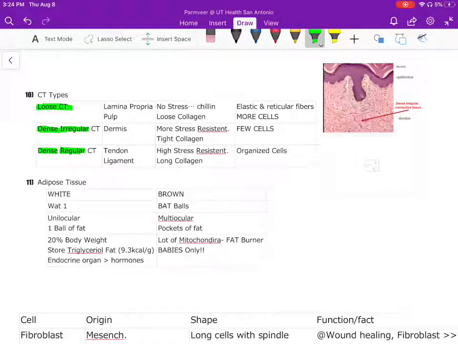So loose connective tissue usually you find is the lamina propria or the pulp. Loose meaning no stress, it's chilling, loose collagen, made up of elastic reticular fibers and a lot of cells. So they're loose. Dense irregular, you find it in the dermis, whereas dense regular, the strongest, you find it in the tendon and ligaments. Dense irregular is more stress resistant, tight collagen. Dense regular is more stress resistant and has longer collagen. And then we just have distinction between the cells.